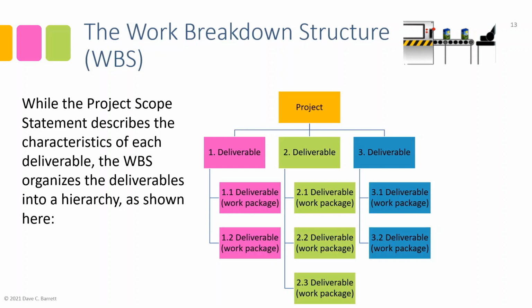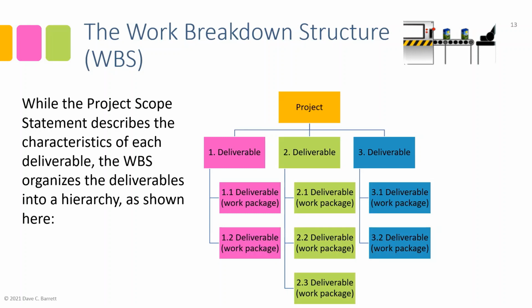Now, there's special terminology. A deliverable at the lowest level of the WBS that is not broken down any further is called a work package. So there are certain deliverables, and you can see here, there are 7 of them in this example, that are deliverables and work packages because they're not decomposed further.